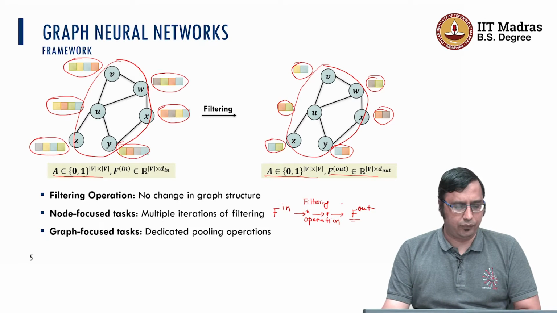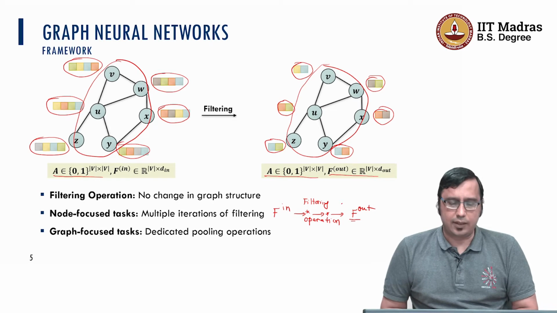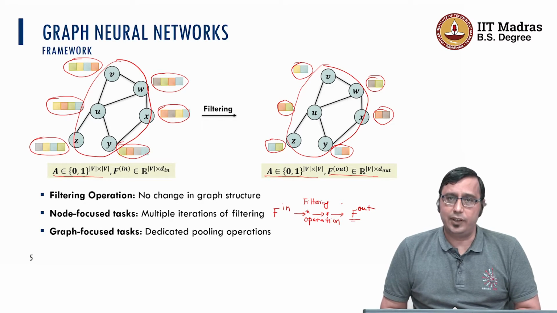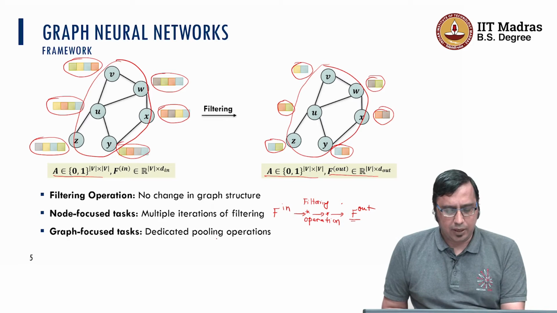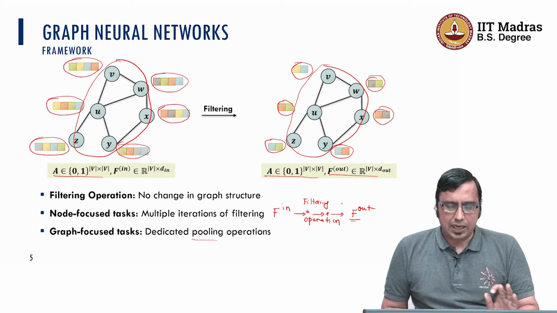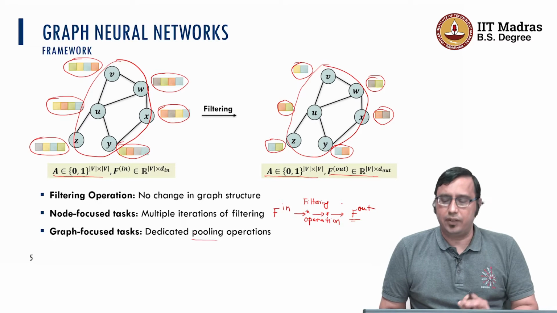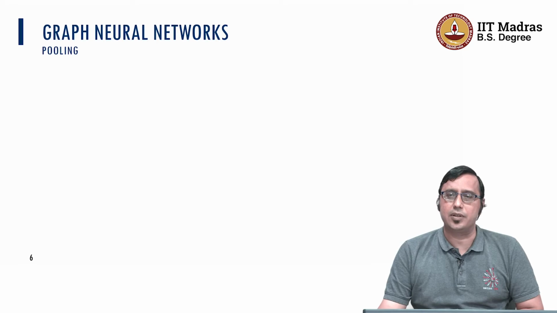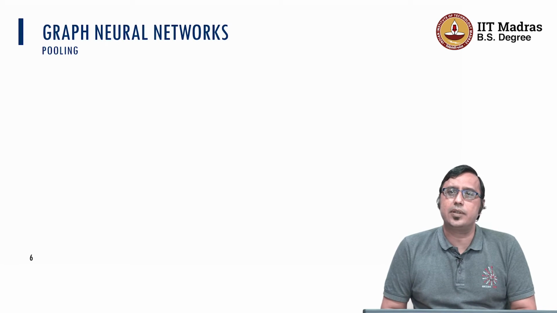In case of graph focus task, we have to also go beyond it and perform something called dedicated pooling operations. This is similar to what we do in CNN, but it has certain differences. We will see what are those differences. What is pooling operation? We discussed filtering operation.